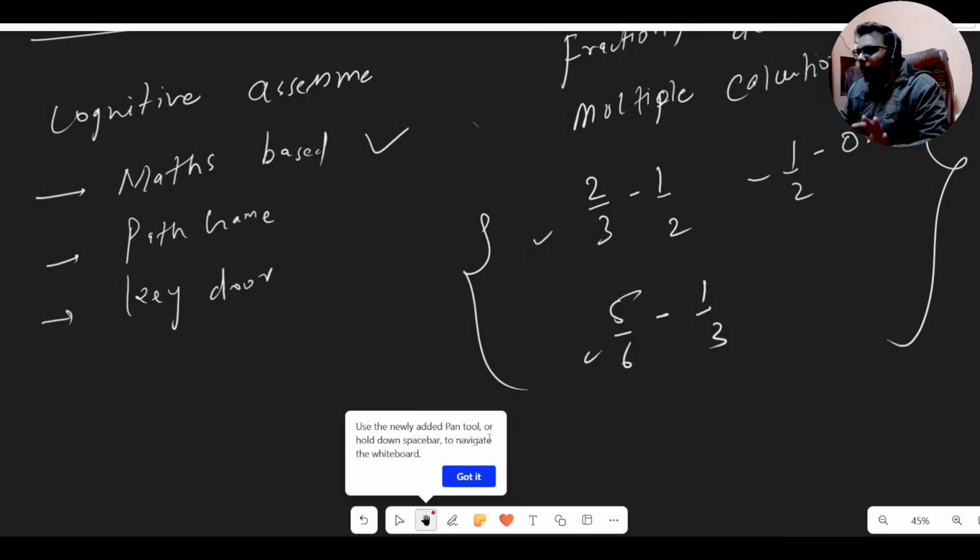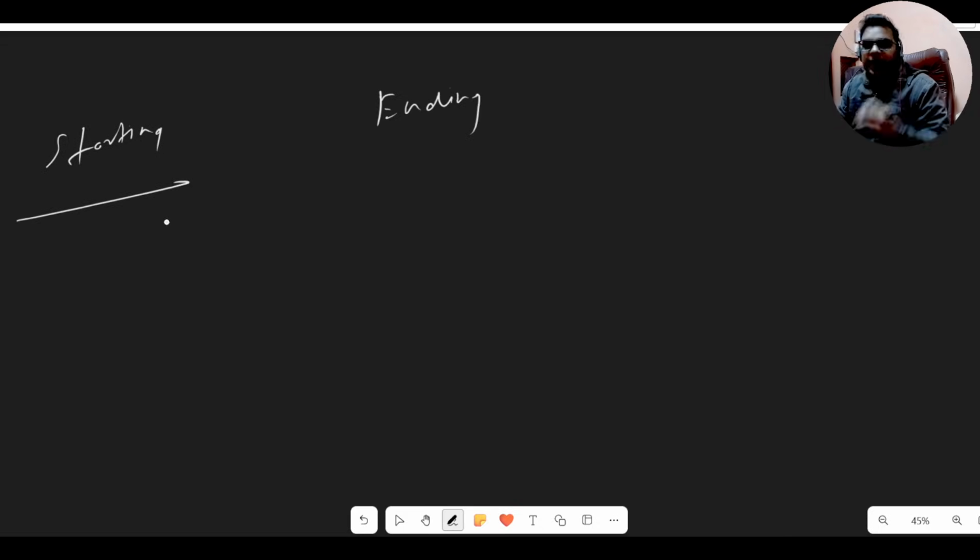Now, the second game is the path game. The path game is simple. There will be a starting point and an ending point, and you need to reach the ending point by rotating the arrows. I already explained this game as well.